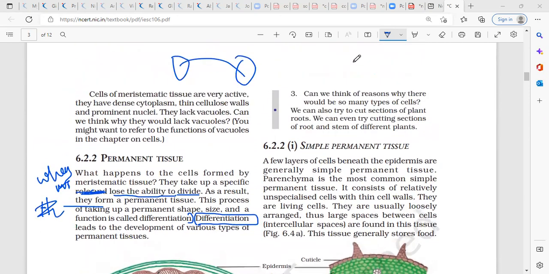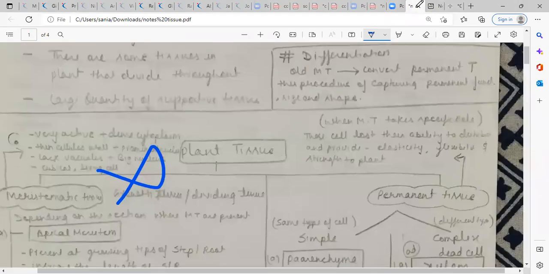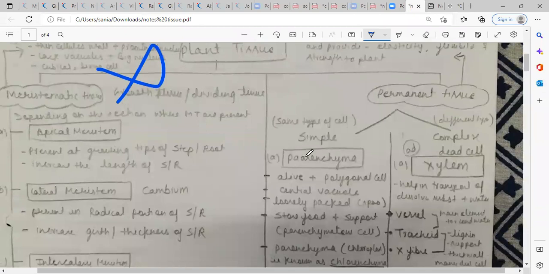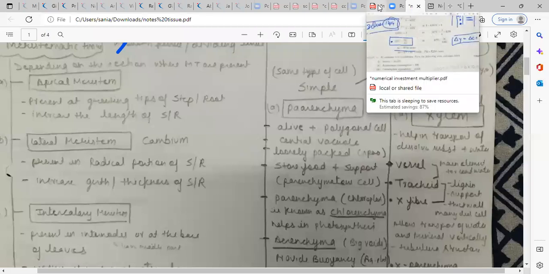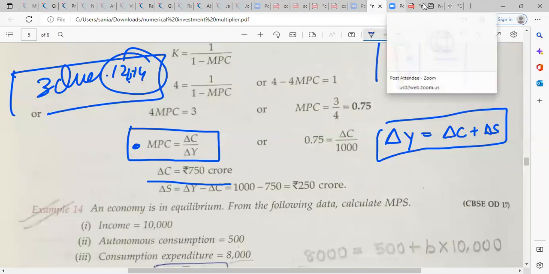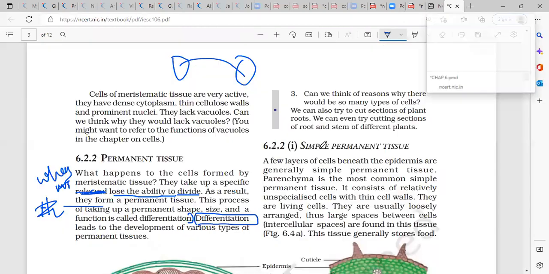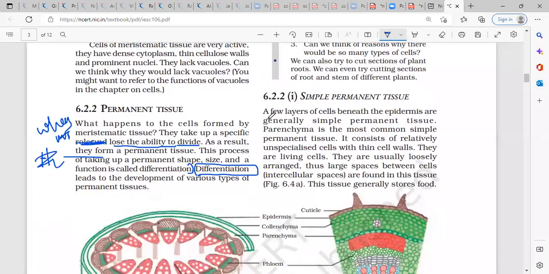Now we'll be discussing one by one. Permanent tissue is divided into simple and complex. First, simple permanent tissue. A few layers of cells beneath the epidermis are generally simple permanent tissue. From here itself, simple permanent tissue will start.